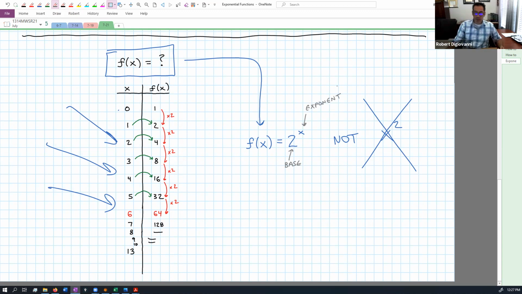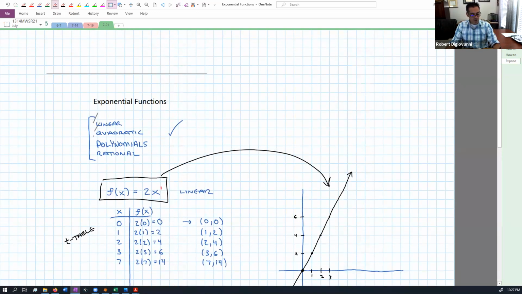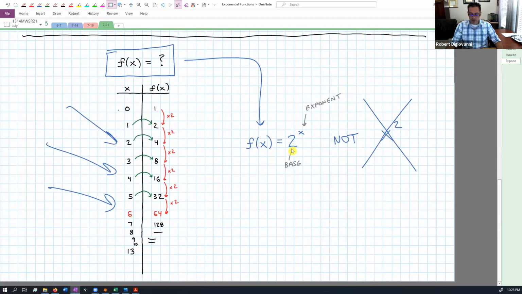And in all of the problems we've done, all the graphs that we've done in this class up to this point, linear, quadratic, polynomials, rational, if you look back at all of those examples, x was always on the bottom, and it was always x to a power. It was never the other way around. It was never a number on the bottom and x as the power. And that's what makes an exponential function exponential.